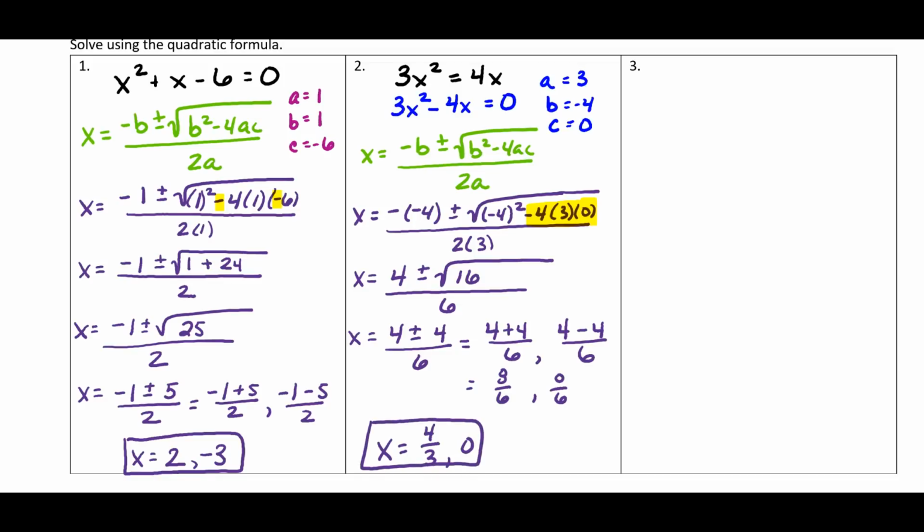Now, if you would have noticed, this problem would have been much quicker to do by factoring, because you could have factored out a GCF. But the quadratic formula does work for every single problem we've done, and so that makes it a good option when nothing else is working.